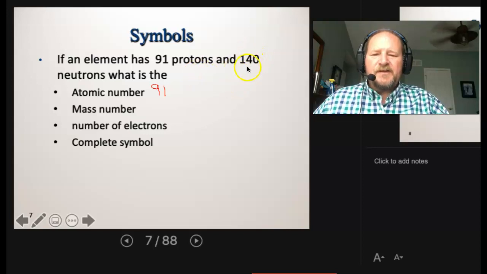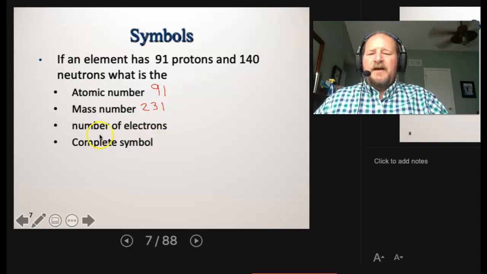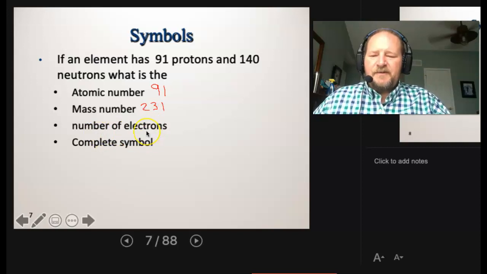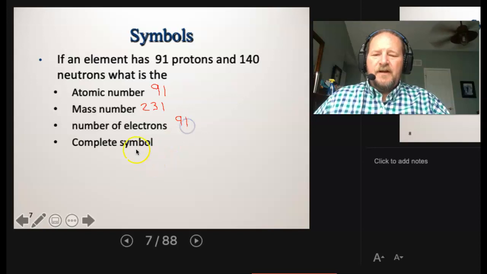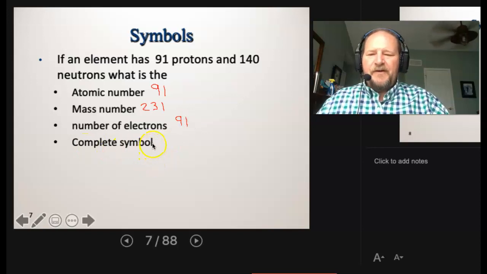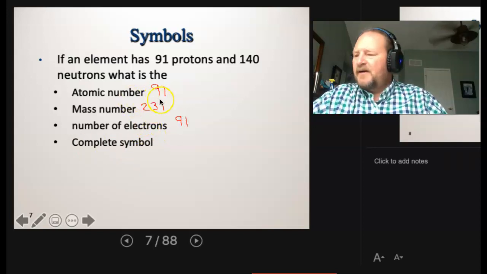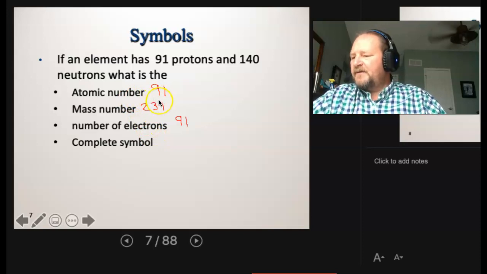So 91 plus 140 is going to be 231. And again, for the number of electrons, since we're not told anything about the charge, we're going to presume that this is neutral, which means we're going to have 91 electrons as well. And now I want to do the complete symbol. We know that this time we're going to use that atomic number. So I'm going to go to my handy dandy periodic table. I'm going to find number 91.